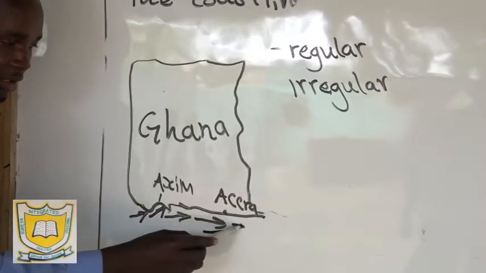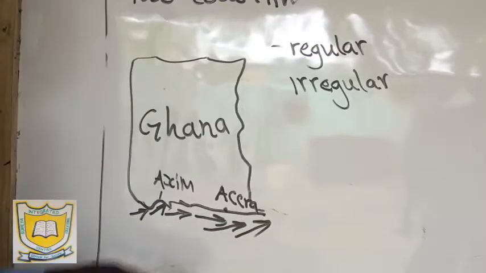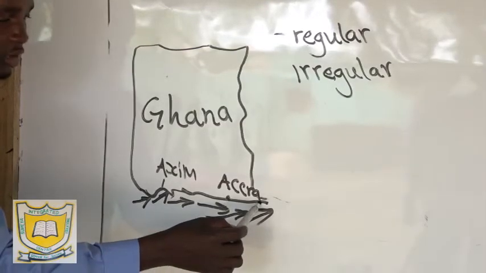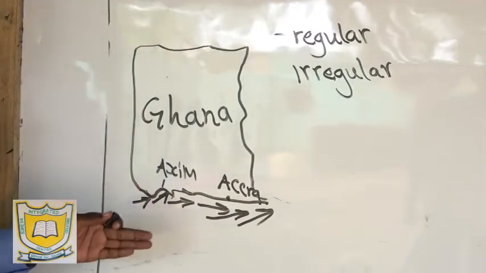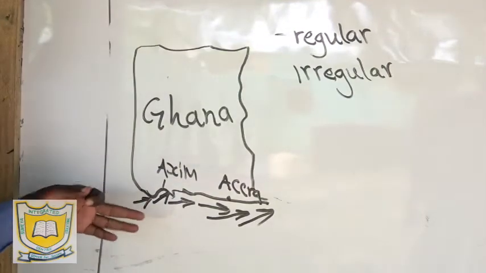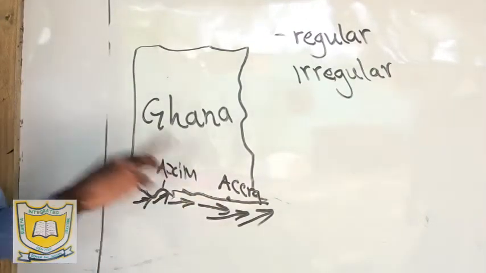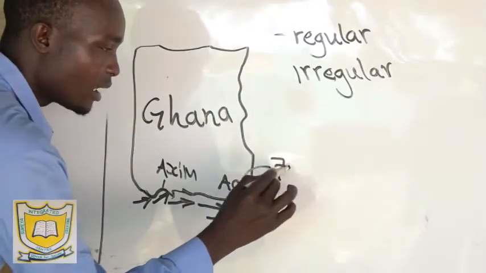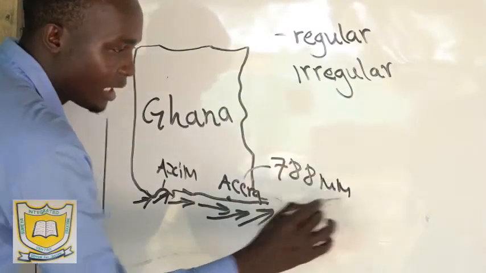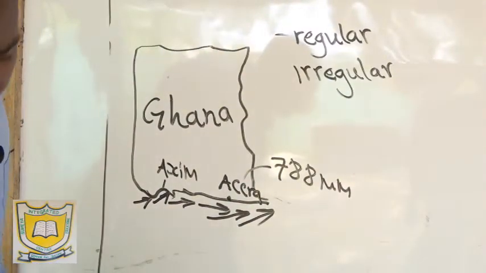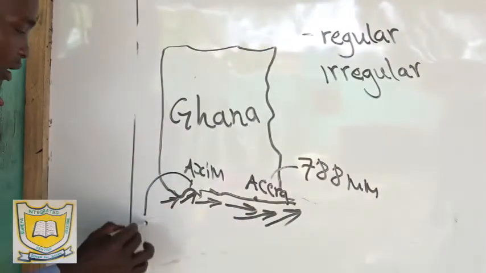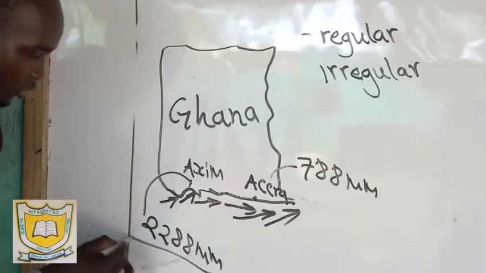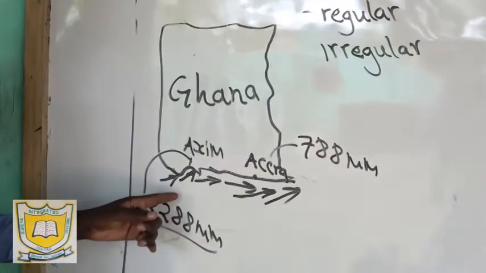So this is what we mean. You can see my arrows. So this is what we call regular coastline. Around Agra, the coastline is regular. So when the wind blows, it blows parallel. It blows miss. So at the end of the day, there will be much lower rainfall here. For example, here the area receives around 788 millimeters per year. But when you go to Axim, you will find that it receives a lot of rain, that is 288 millimeters per year. So you can see how the shape of the coastline has affected this place.